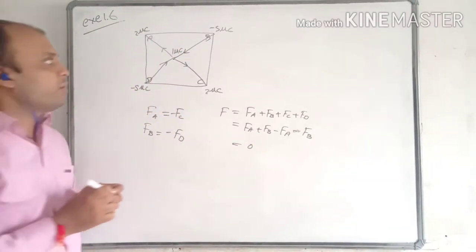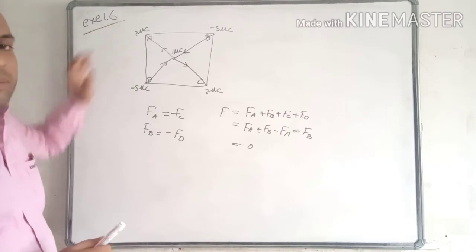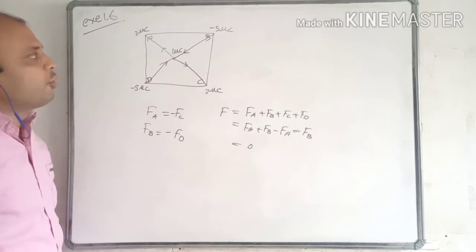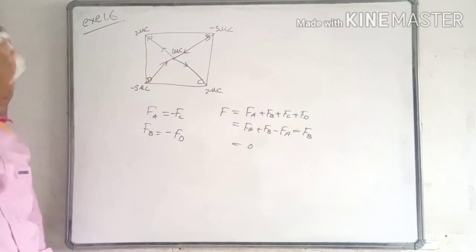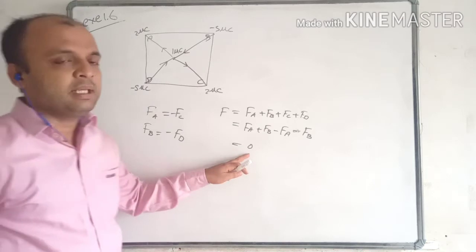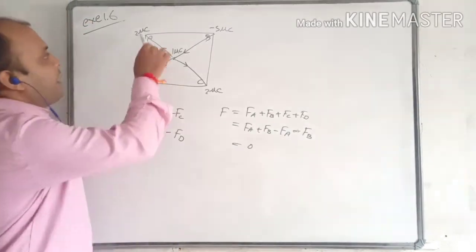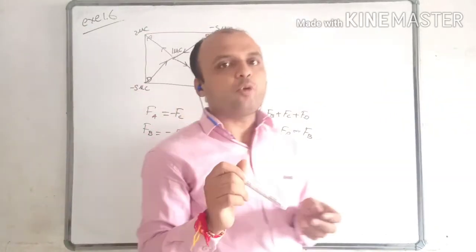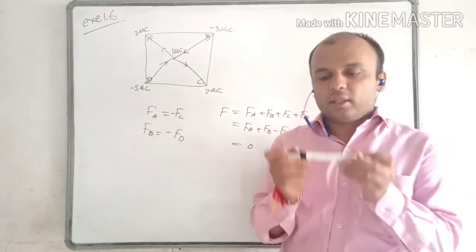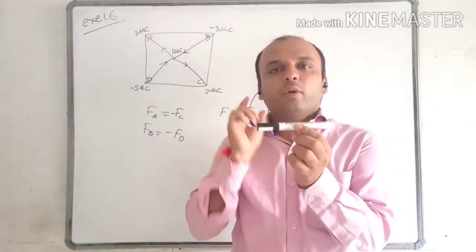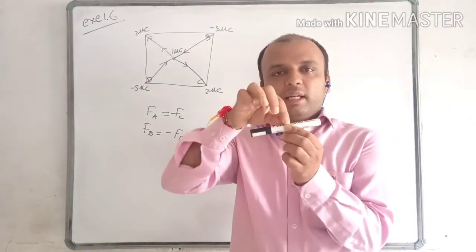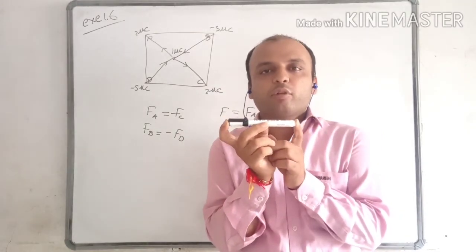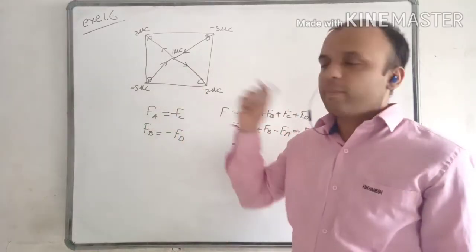So this is the example exercise 1.6 in which you have to find the net force on the charge placed at the center of the square, and the net force will be 0 because every opposite side applies the same force but in the opposite direction. You can understand it like this: if we have to find the net force on the center and we are applying the same force from both sides, then the net force on the center will be 0. Exactly this happens here.